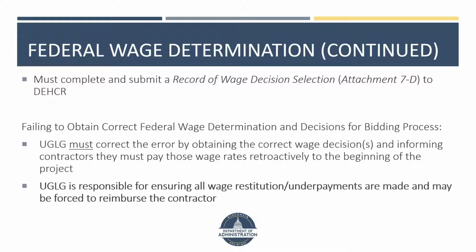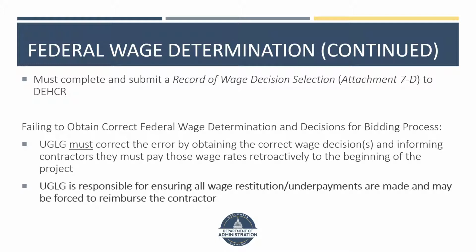The term wage determination is defined as including not only the original decision, but any subsequent decisions modifying, superseding, correcting, or otherwise changing the rates and scope of the original decision. The terms wage determination and wage decision are often used interchangeably. Both refer to the wage rates applicable to the project.